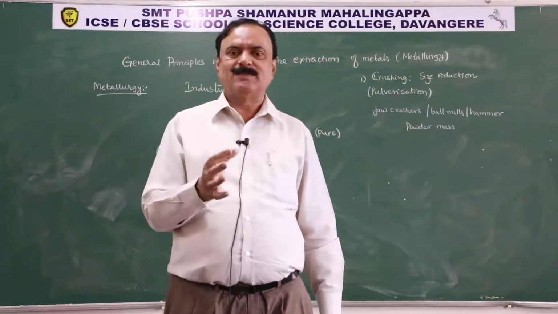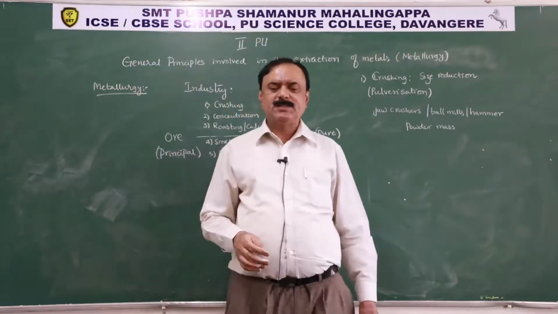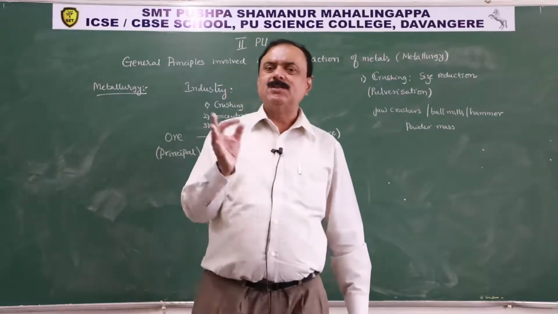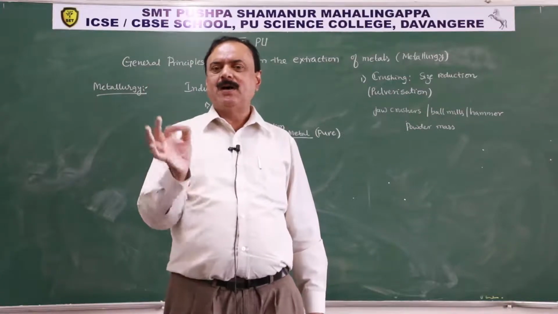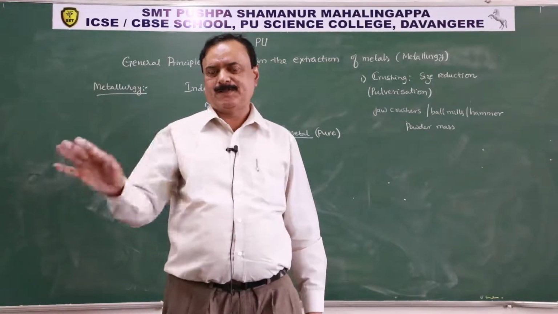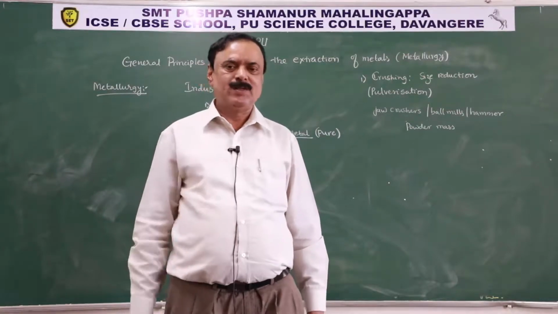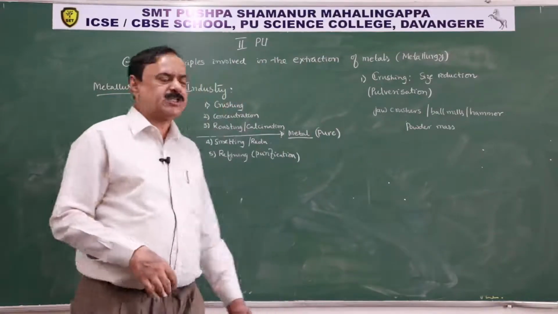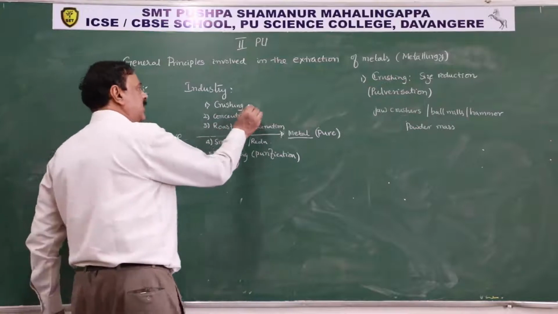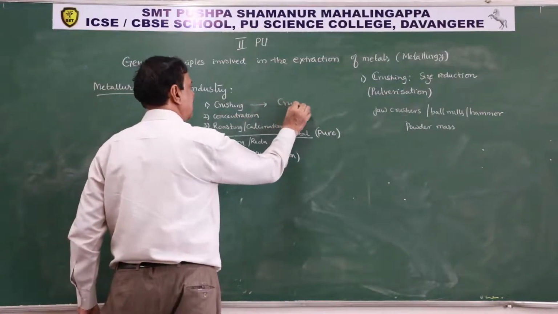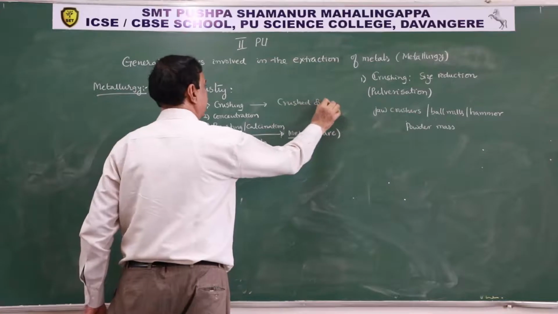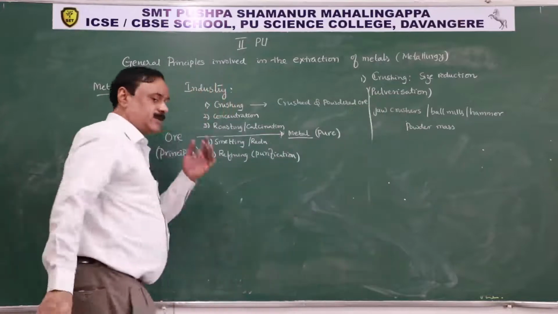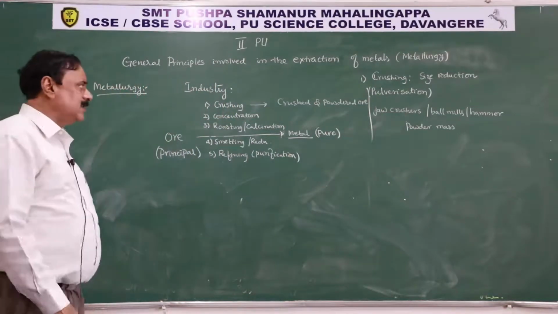This is step number 1. Is it clear? Very important. That is the crushing process or crushing operation. The tools used in this operation are jaw crushers, ball mills or hammers, and sieving machines. Then a fine powder mass is obtained. Crushed and powdered ore is obtained by this method. Is it clear?